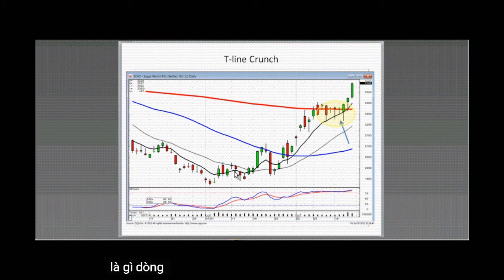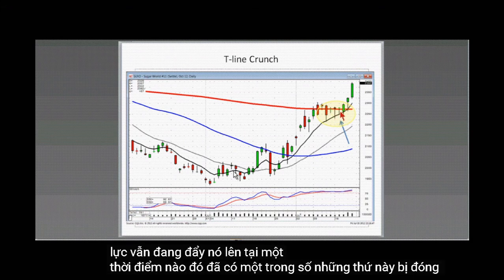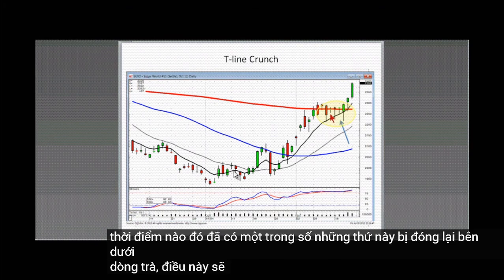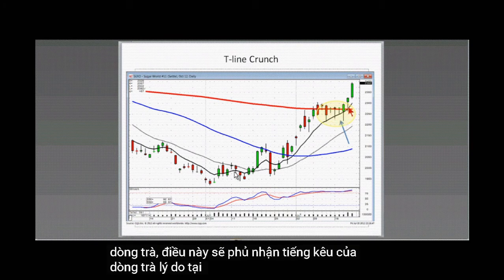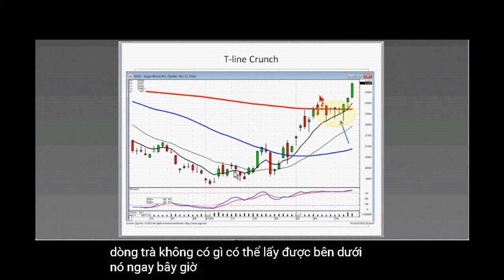What is T-line crunch? So the T-line crunch is, again, where the T-line is not letting the price come back down through the T-line, so you know that the force is still pushing it up. Now, at some point, had one of these closed back below the T-line, that kind of negates the T-line crunch. The reason we can see the T-line crunch is nothing can get below it right now.